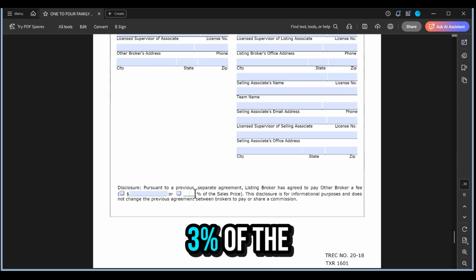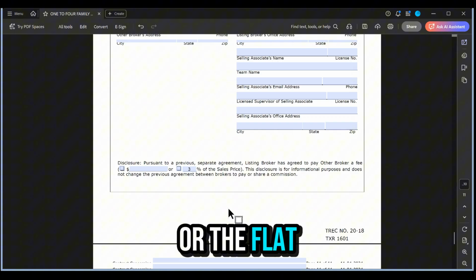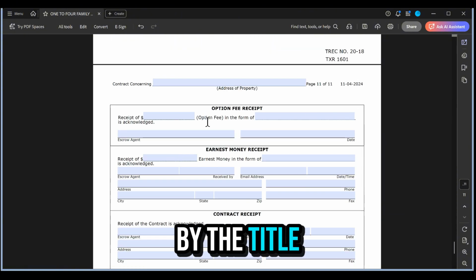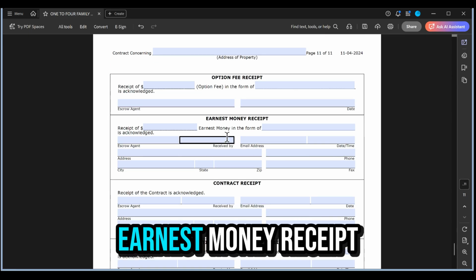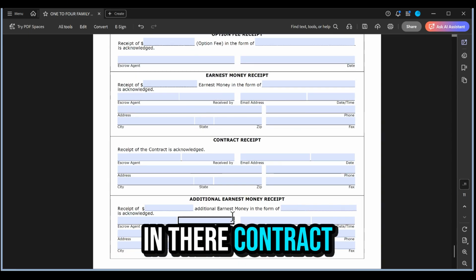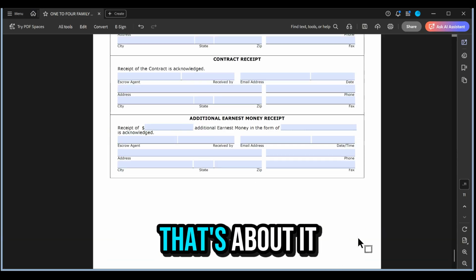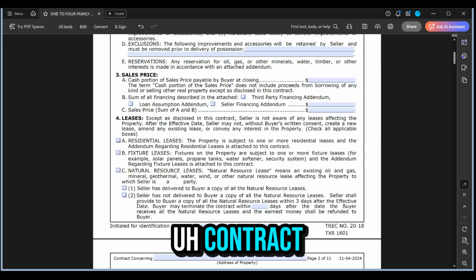And once again, you put this 3% of the sales price as standard, or the flat fee, whatever the case may be. The address, option fee receipt is going to be filled in by the title company. Earnest money receipt, they'll put that in there. Contract receipt, they'll put that in there. And that's the additional earnest money, if you have any. That's about it for the 1 to 4 family contract.